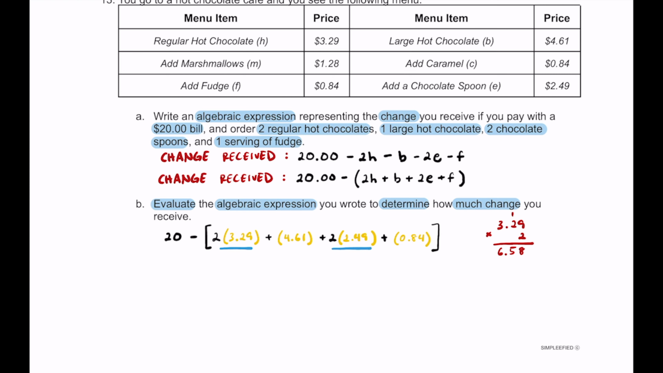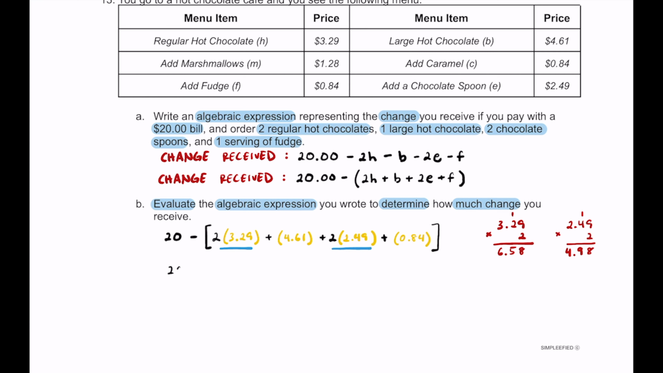And then we're buying 2 of the, looks like those chocolate spoons, right? They're each $2.49, so $2.49. And we're going to multiply that by 2. So 9 times 2, that's 18, carry the 1. 2 times 4 is 8, plus 1 is 9, and then 2 times 2 is 4. So it's going to be $4.98 for those 2 chocolate spoons.